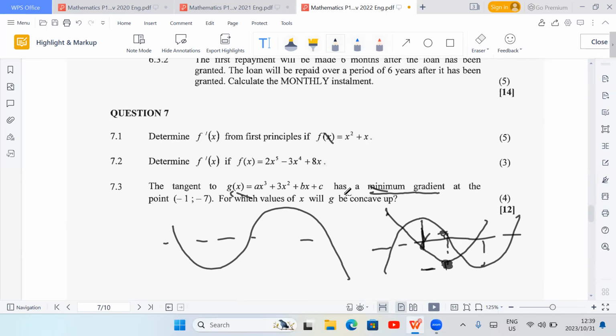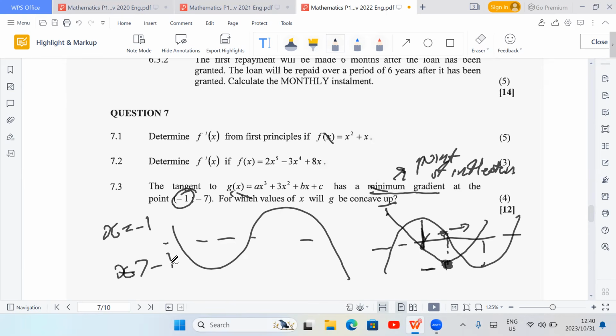So now they're asking for which values of x will g be concave up. Already by this coordinate here, can you see that they just gave you the point of inflection? Why? Because we know the minimum gradient occurs at the point of inflection. So now that we know that x is equal to -1, we want the points where it will be concave up. Look at this graph. It's concave up after this point, after the point of inflection. So I just go ahead and say x greater than -1 because I know this, right?